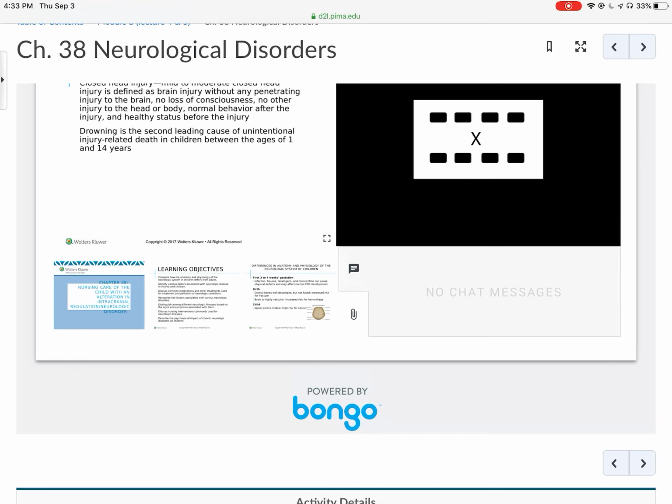Closed head injury. So closed head injury is nothing is going into the brain. So a fall, a motor vehicle accident, things like that. Typically, there's no loss of consciousness, things like that. And then drowning, because that's an unintentional death, because when they fall in the pool, they often hit their head. So they will have a head injury, and then they will take on water and not be able to come back up.